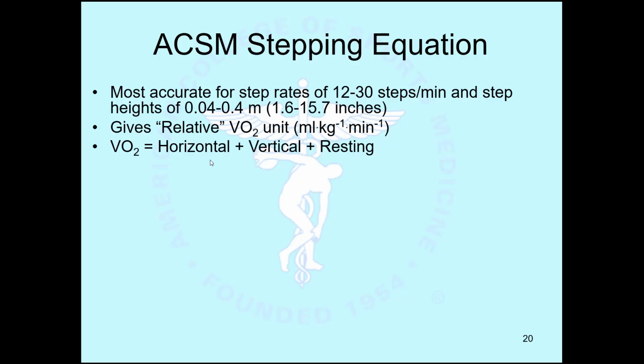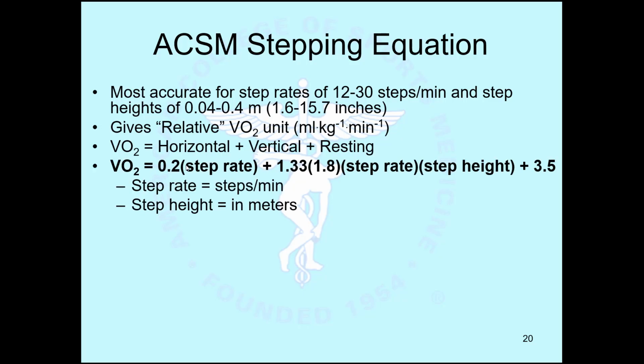Similar to the walking and running equation, we have horizontal, vertical, and resting components, but this equation is going to look really different. So here it is, 0.2 times step rate. So the step rate refers to how many steps per minute, and that includes a 4-step cycle.